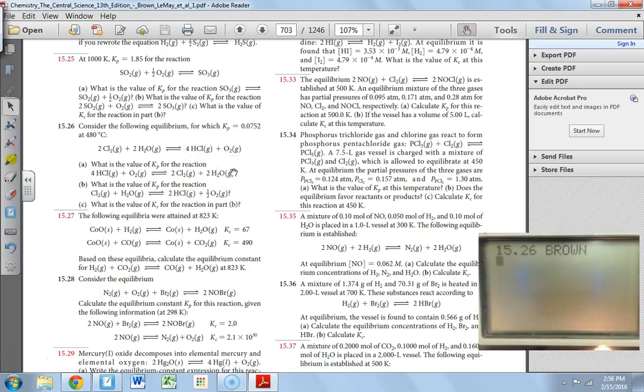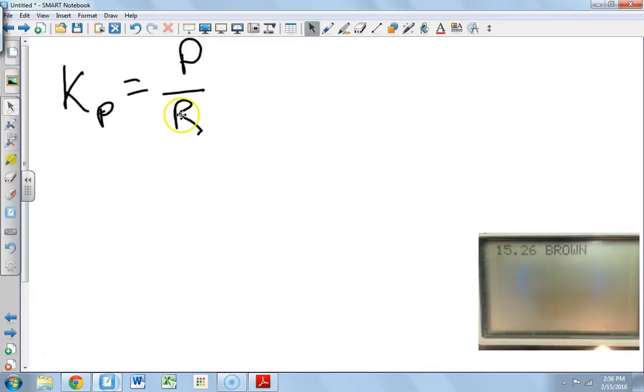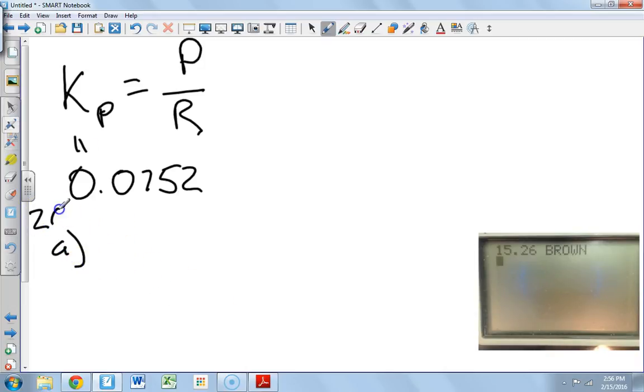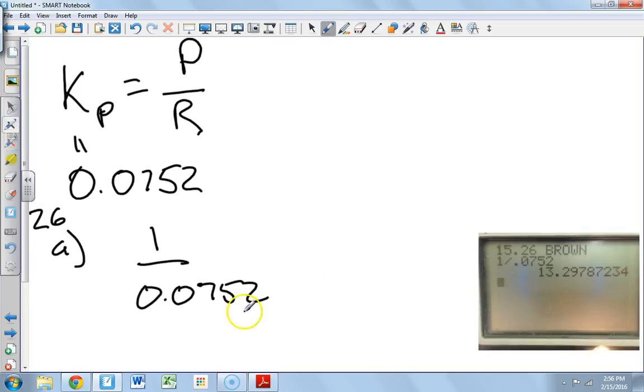So if Kp is equal to 0.0752, then for part A, all we have to do is 1 over 0.0752. So 1 divided by 0.0752, and the new Kp for that is equal to 13.29. Okay, so that was 13.30.